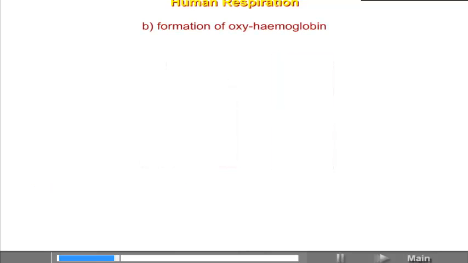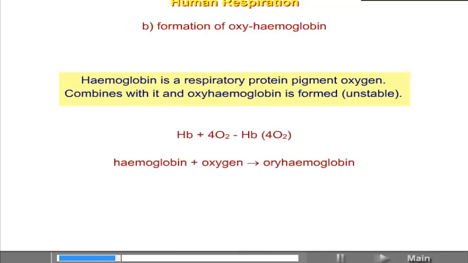Formation of oxy-haemoglobin. Hemoglobin is a respiratory protein pigment. Oxygen combines with it and oxy-haemoglobin is formed, which is unstable: Hb plus 4O2 gives Hb4O2. Hemoglobin plus oxygen gives oxy-haemoglobin.